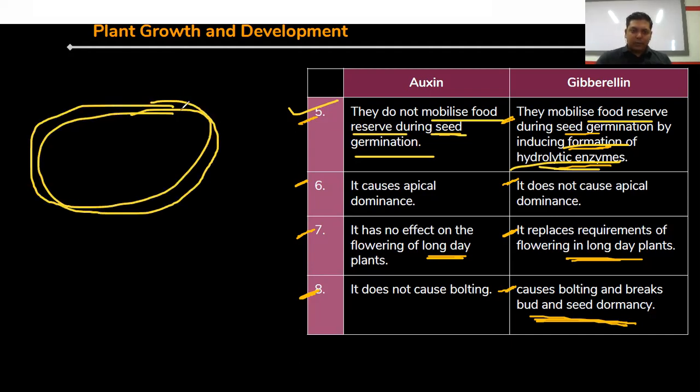Suppose this is a seed pod, just for information. Now this seed pod is hard in nature, right? And this hardy seed pod is broken down by several hydrolytic enzymes, and these hydrolytic enzymes are activated by the gibberellin hormone. Clear?